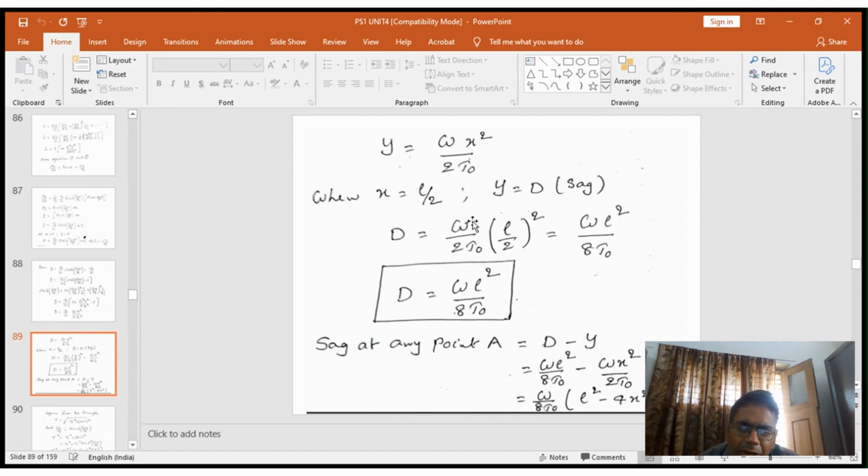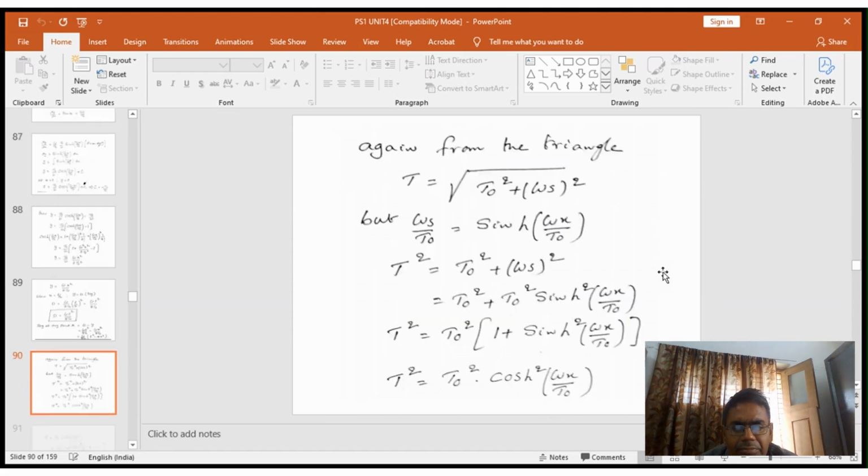Capital D is equal to wL²/(2T₀) into ... wL²/(8T₀). D is nothing but the sag, that is equal to wL² divided by 8T₀. Sag at point A: d minus y equals wL²/(8T₀) minus wx²/(2T₀), that is w divided by 8T₀ into (L² minus 4x²).